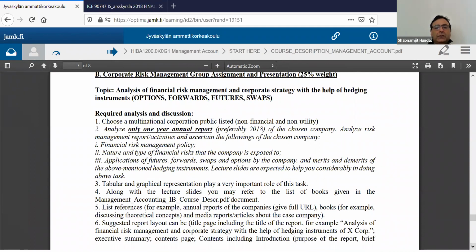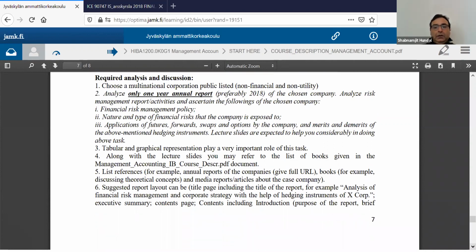So you need to choose a multinational company, which is the same as the first assignment. It should be a non-financial and non-utility company. You are only required to analyze one annual report, so one year's annual report. It could be 2018, 2019. 2020 is not possible, but I think most of the financial statements or the annual reports of 2019 are available.